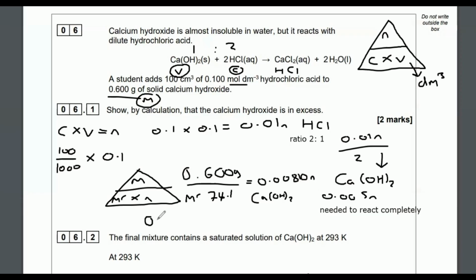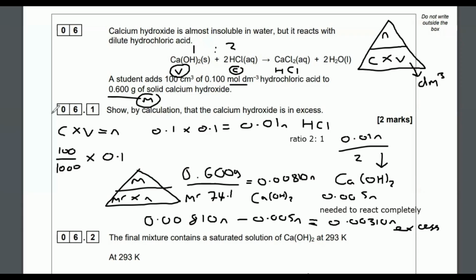If you want to know how much it's in excess, you could do the moles of calcium hydroxide you actually have minus how much you actually need for complete reaction. And that is going to give us 0.00310. Of course, you could do this in standard form if you want. So that is how much calcium hydroxide is in excess.